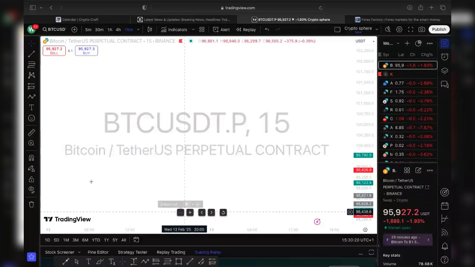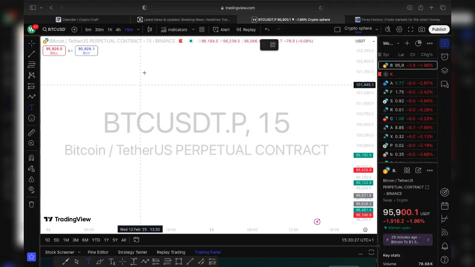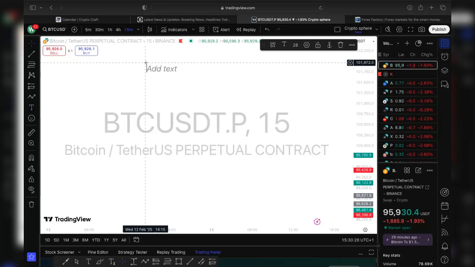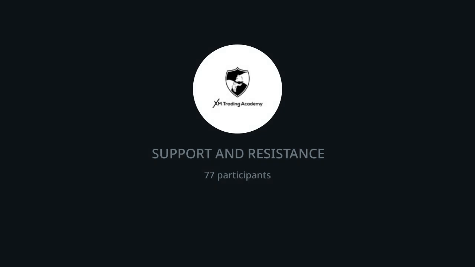Perfect. So we have three types of markets. Now, the first one is what? The uptrend. The second one is what? A downtrend. Or let me start by writing market types.